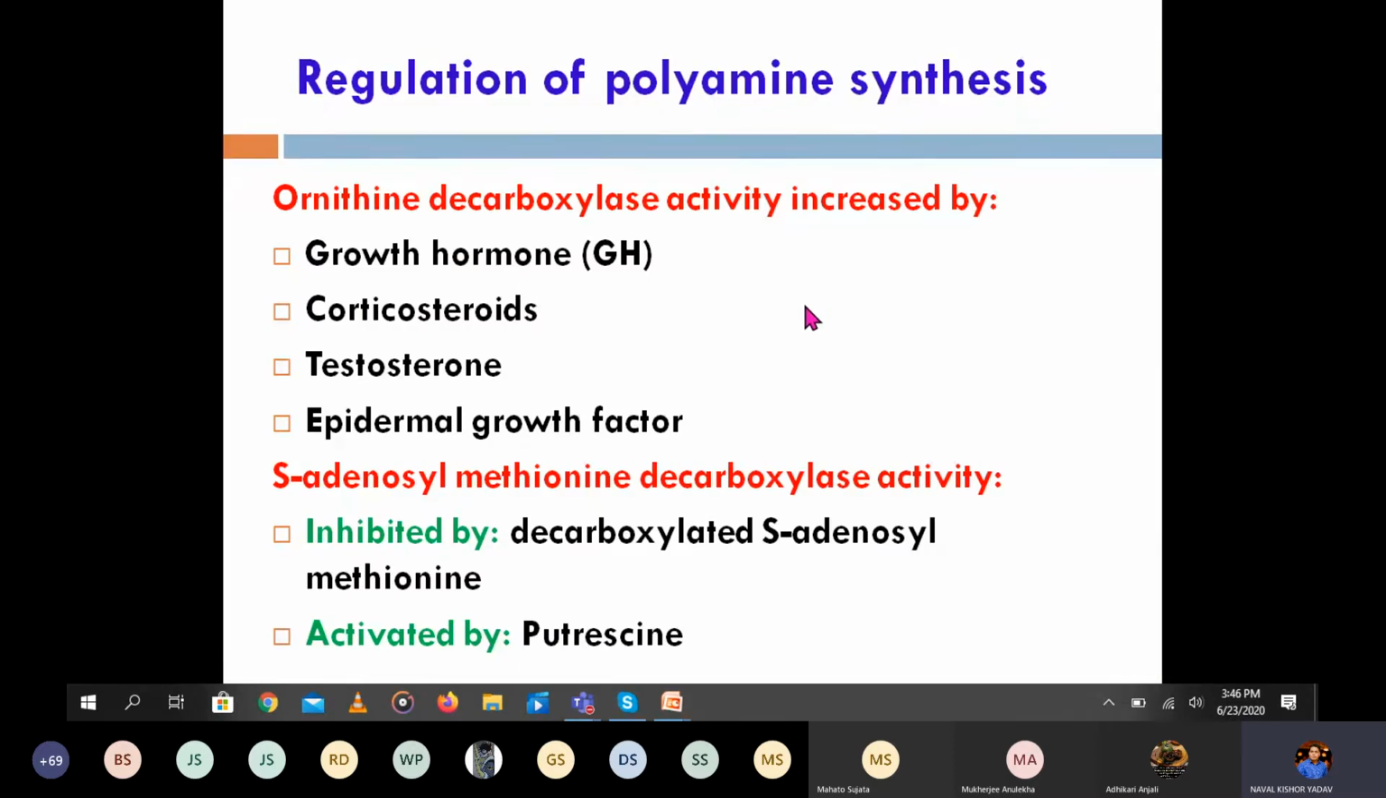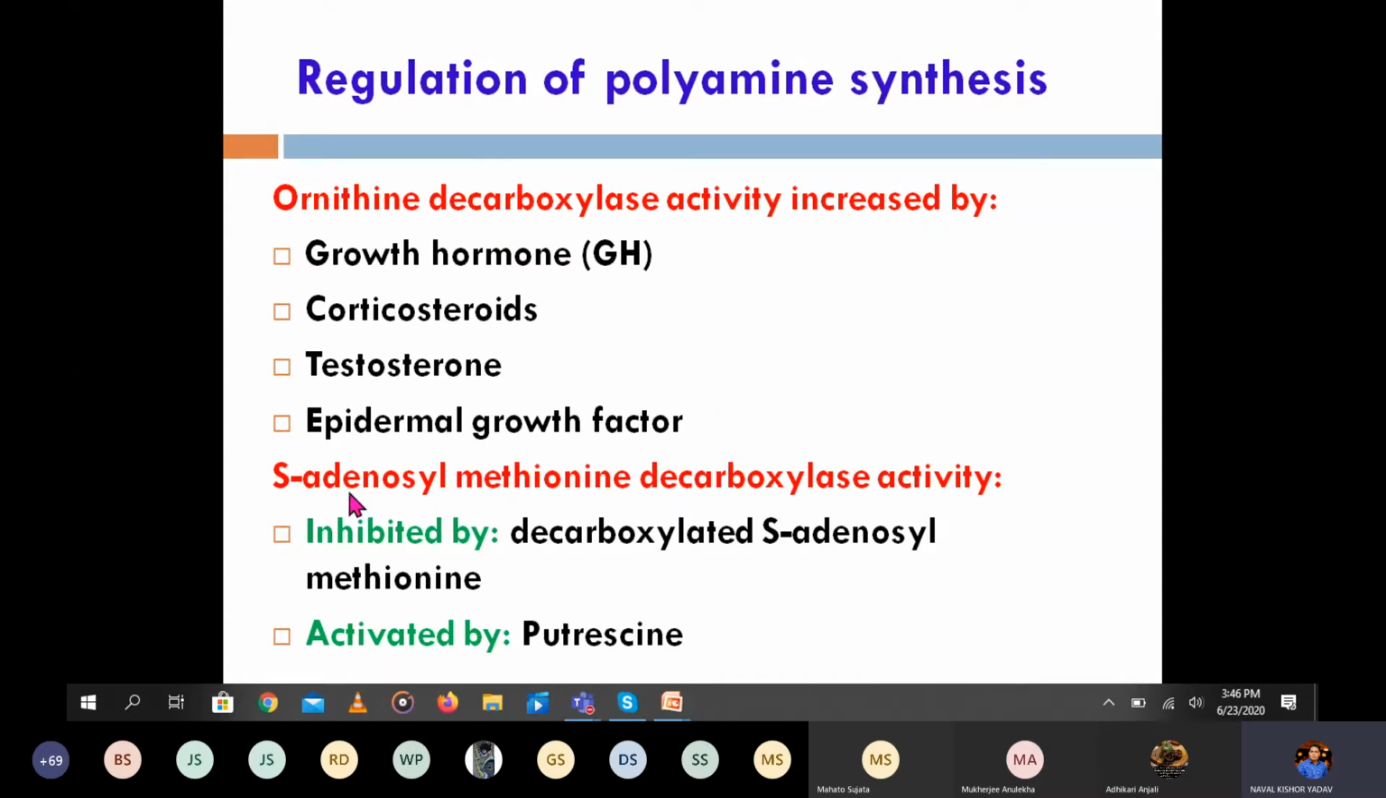As I told before, ornithine decarboxylase is the main enzyme whose activity is increased by growth hormones, corticosteroids, testosterone, and epidermal growth factors. These are the few hormones which increase the activity of the ornithine decarboxylase. From the ornithine it forms the putrescine, and this enzyme causes the decarboxylation of ornithine to form the putrescine. So this reaction is increased. The activity of this enzyme is increased by growth hormones, corticosteroid, testosterone, and epidermal growth factors.